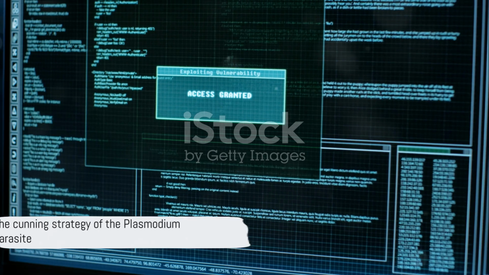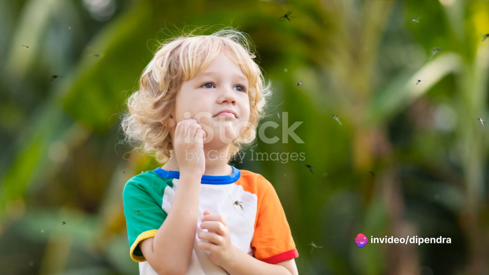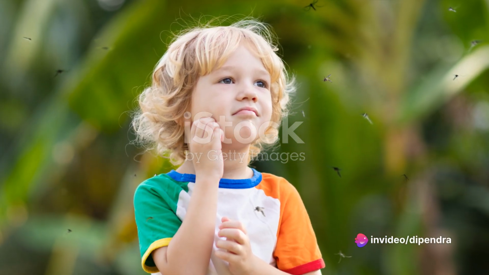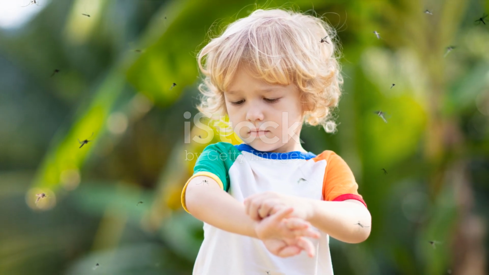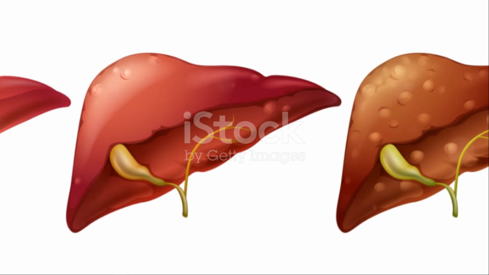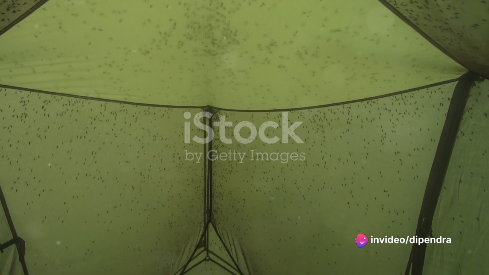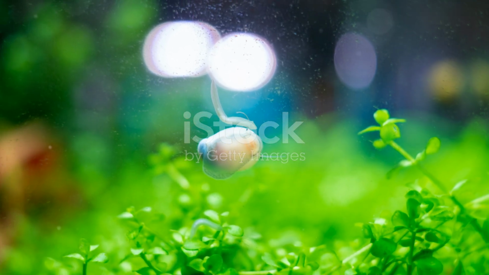For now, let's take a moment to appreciate the cunning strategy of the plasmodium parasite. It uses the mosquito as a vehicle to enter the human body, then hijacks the liver cells to reproduce and prepare for the next stage of its life cycle. It's a master manipulator, turning our own bodies against us. But that's just the beginning. The plasmodium has more tricks up its sleeve. Stay tuned to find out what happens next in this microscopic war within our bodies.